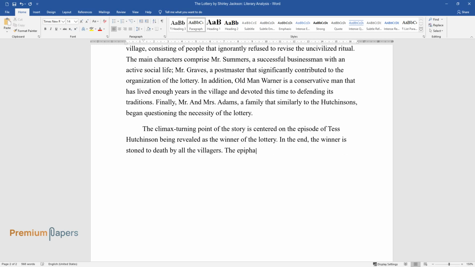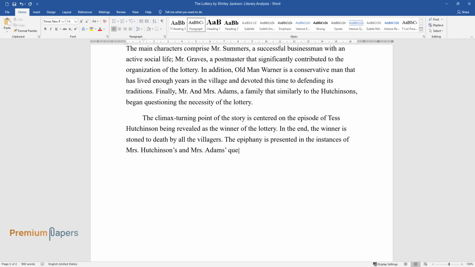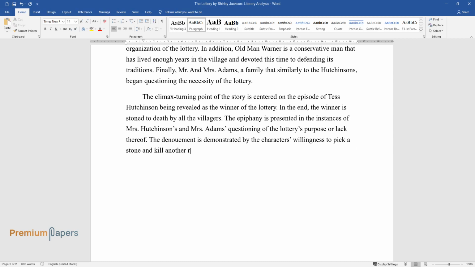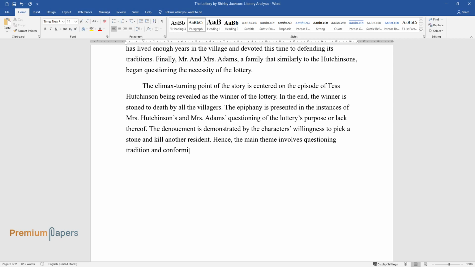The epiphany is presented in the instances of Mrs. Hutchinson's and Mrs. Adams' questioning of the lottery's purpose or lack thereof. The denouement is demonstrated by the character's willingness to pick a stone and kill another resident. Hence, the main theme involves questioning tradition and conformity in social settings.